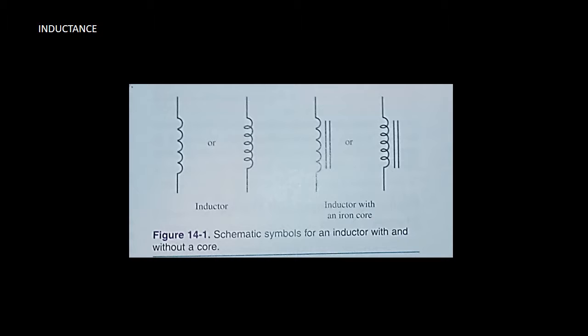Figure 14-1, shown on your screen, shows the schematic symbol for an inductor, with and without an iron core. There are a number of other names for the inductor. These names include coil, reactor, and choke.